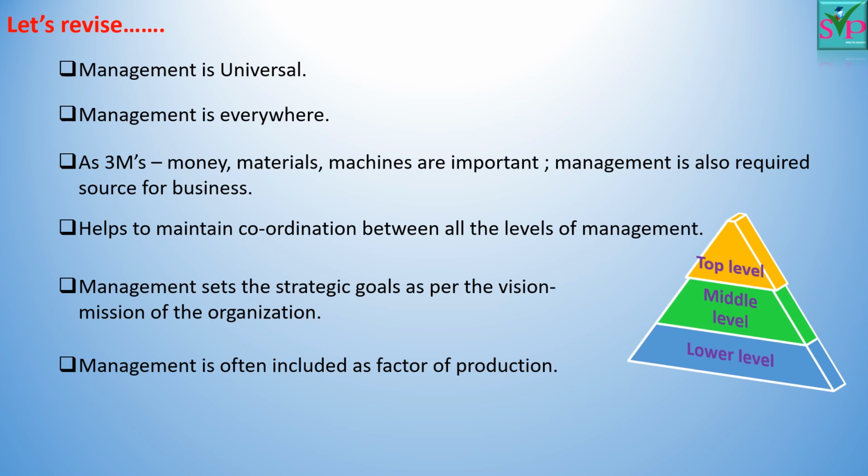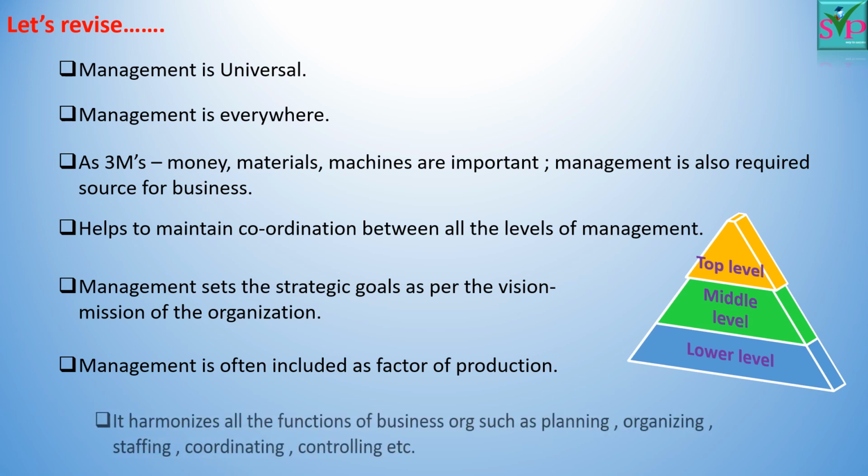Now students, what is a factor of production? It means, to produce a particular product, what are the basic factors required for a businessman? That is called a factor of production. There are four factors of production, that is land, labor, capital and entrepreneur. So, to handle all these factors, one must have the ability or skill to manage these things. That's why management is included in the factors of production.